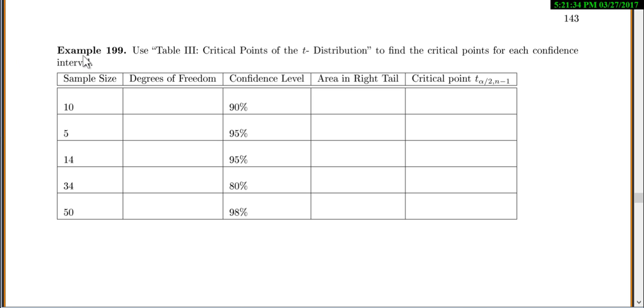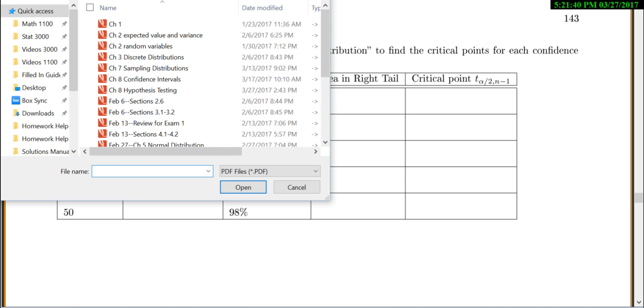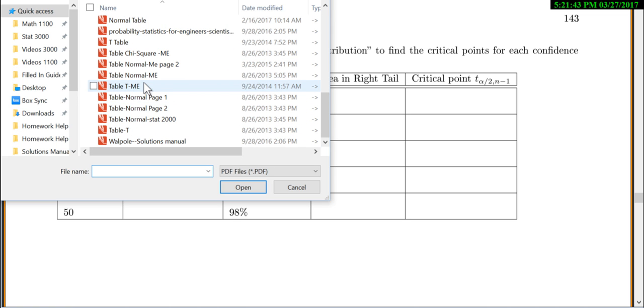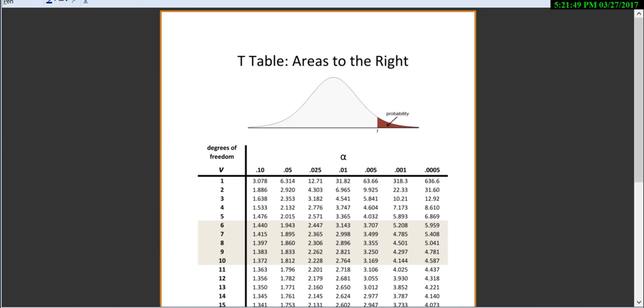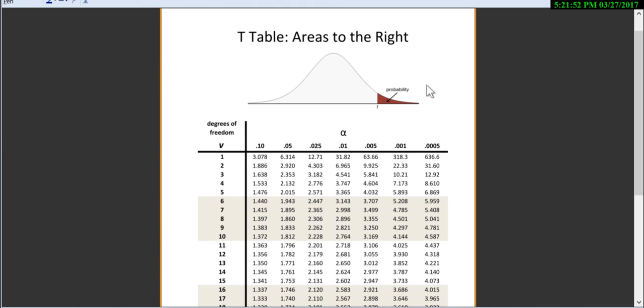So before we do a confidence interval, let's practice using the t-table. You should all have a t-table in the very back of your guided notes if you want to flip to it. So this is what it looks like. The t-table always gives you areas to the right, unlike the z-table. And over to the left, it has your degrees of freedom. Across the top are the areas, and the actual t values are on the inside. So it's very much not like the z-table.